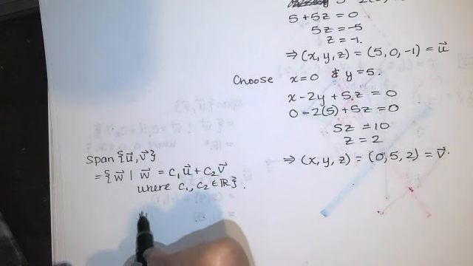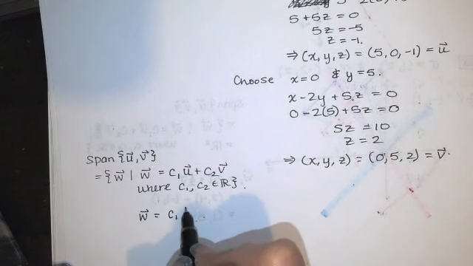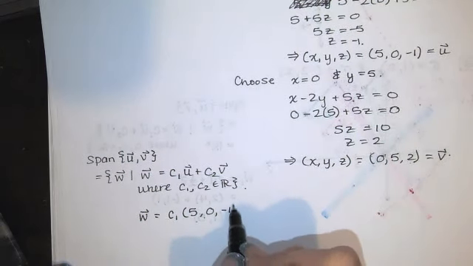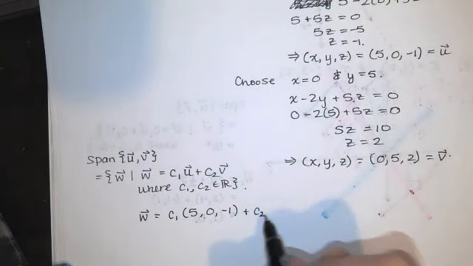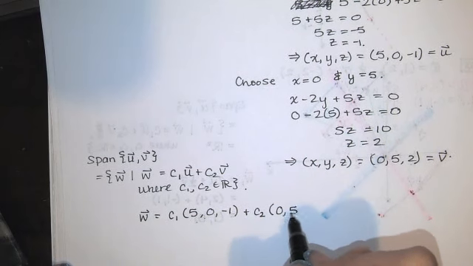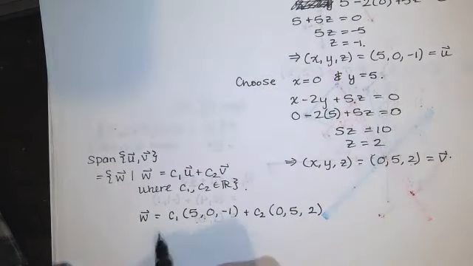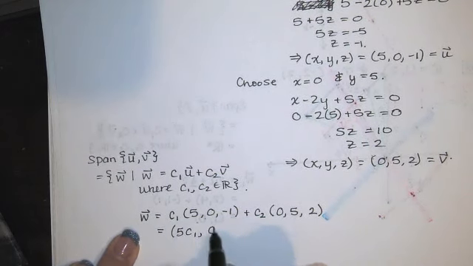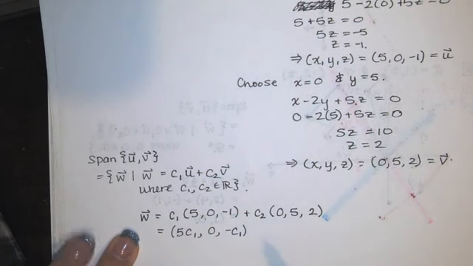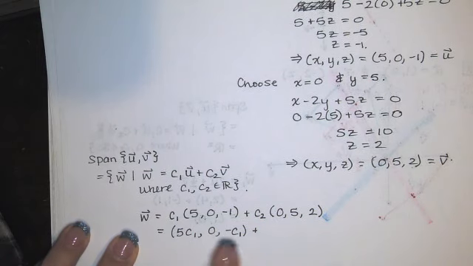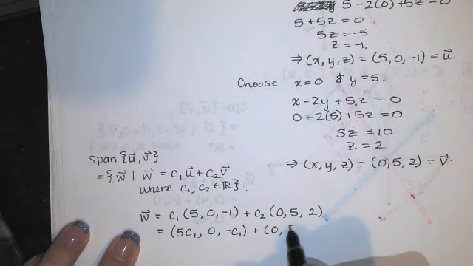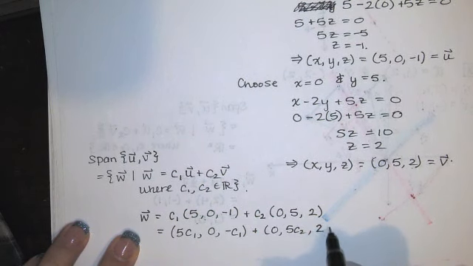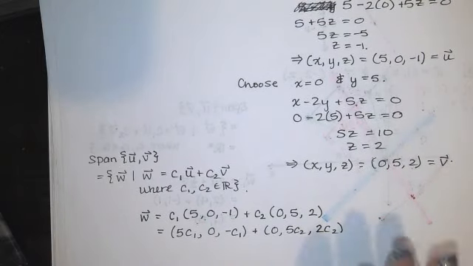So let's look at w. It's equal to c1 times the vector with components 5, 0, and -1, plus c2 times the vector with components 0, 5, and 2. If we distribute, we get 5c1, 0, and -c1 for that first vector. This is all the possible multiples of u. And then if we multiply by c2, we get this. This is all the possible multiples of v.